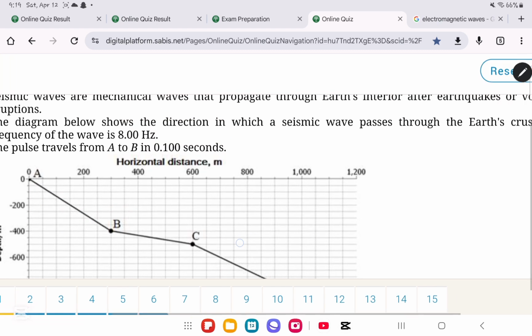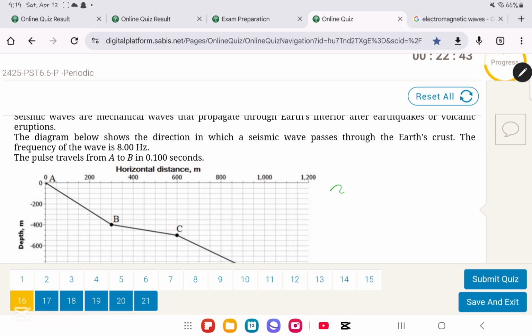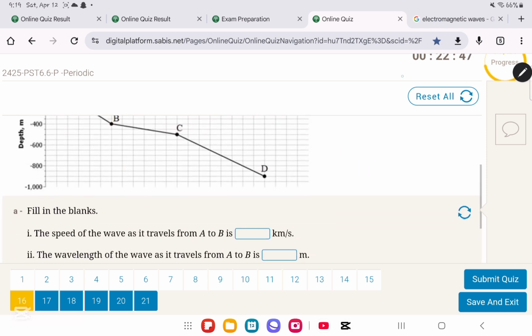Okay, so now we know that it is 500 meters. But they want it in which unit? They want it in kilometers. So 500 meters, change it to kilometers, it will be 0.5 kilometers.